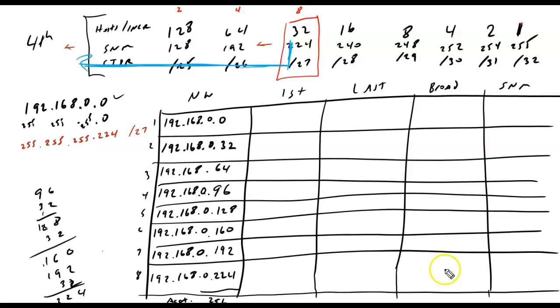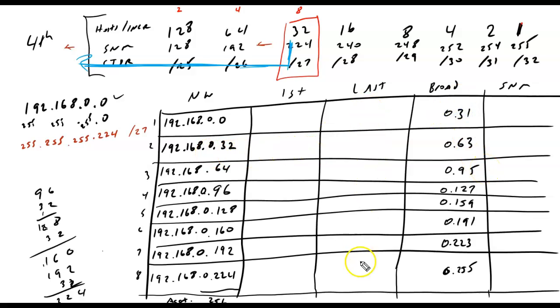If that would be a 256, then this one would be 0.255. If 0.224 is the next network address after this one, then the broadcast address would be 0.223. If 0.192, then the next one down would be 0.191. For the 160, it'd be 0.159. For the 128, it'd be 0.127. For the 96, it'd be 0.95. For the 64, it'd be 0.63. For the 32, it'd be 0.31.